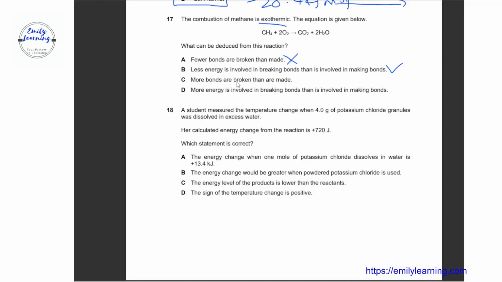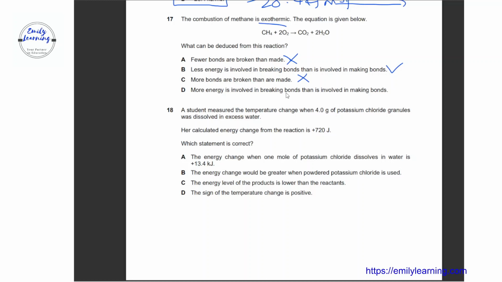Next, more bonds are broken than made. Nothing to do with more or less. It is the energy involved. You have 10 bonds that are being broken, but they are so weak. Even if you form one super strong bond, it will still be exothermic. So it has nothing to do with how many bonds are broken. It is the energy involved in the bond breaking and bond forming that makes something exothermic or endothermic.